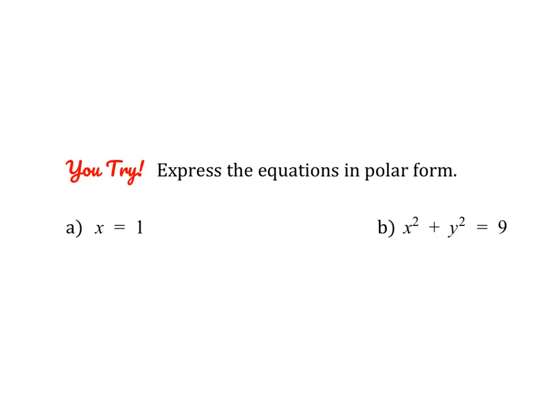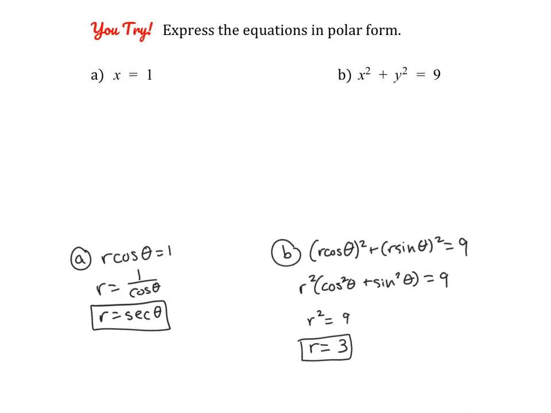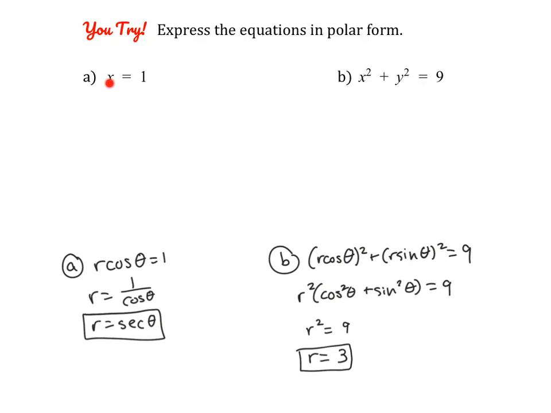Okay, so go ahead and pause the video and see if you can express these two equations in polar form. Okay, so again, replace every x you see with r cosine theta and then solve for r, so you get r equals secant of theta.